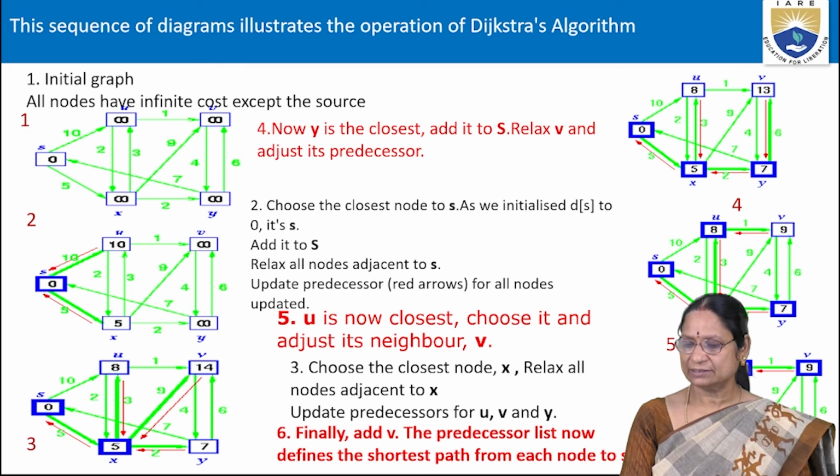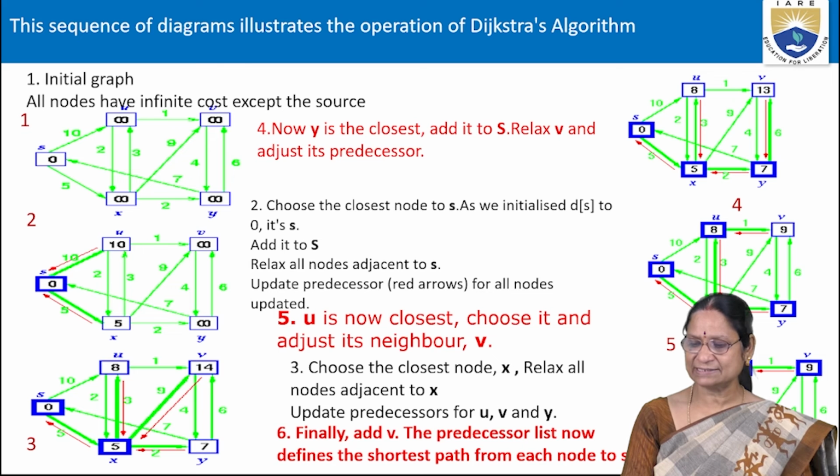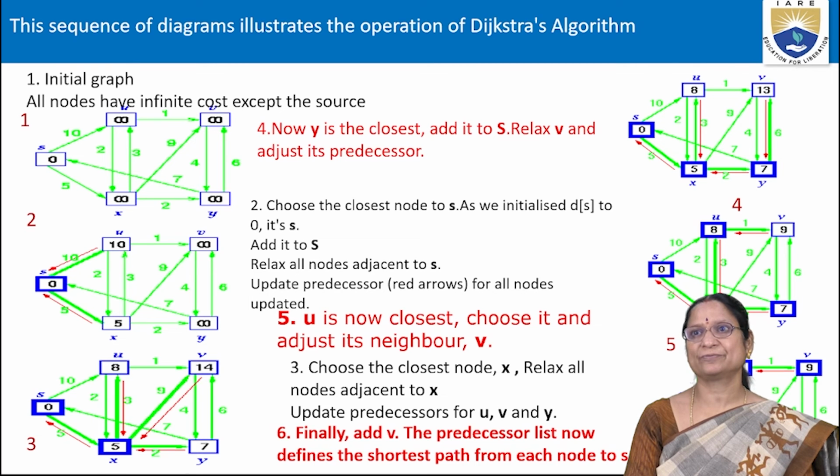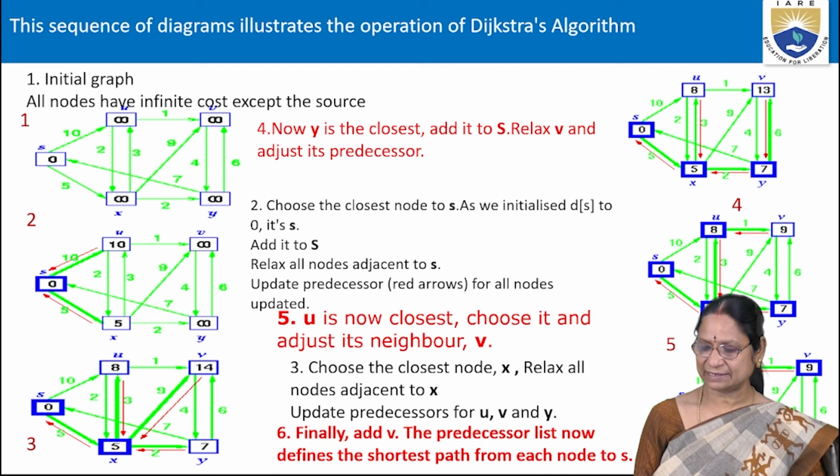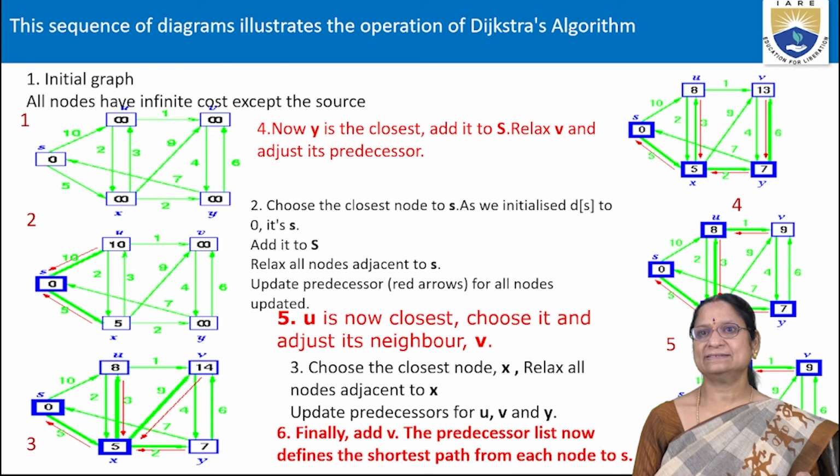U to V, the cost is 1. The cost of U is 8. 8 plus 1 is 9. The previous distance is 13, so 9 is the better one. So 9 was updated, and the last one is 9 only. Now please observe the shortest distances: S to S is 0, S to U is 8, S to X is 5, S to Y is 7, and S to V is 9.